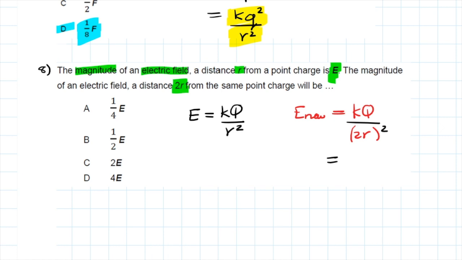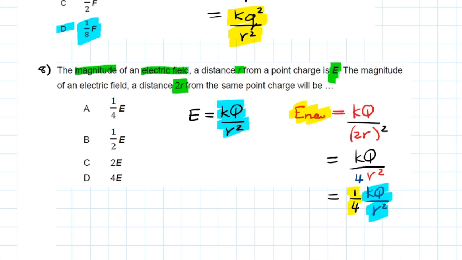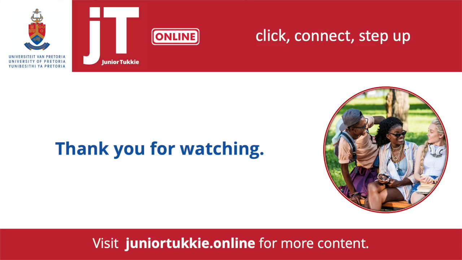When we simplify this, we get KQ divided by 2 squared is 4, r squared is r squared. Now, if we use our fraction rules, we find out that the new electric field is going to be 1/4 KQ over r squared. The new electric field is 1/4 of the original field, and therefore the correct answer to this problem is A, 1/4 of E. This brings us to the end of this video.